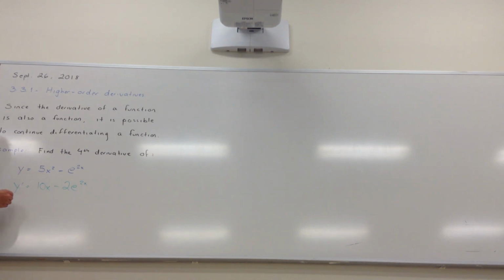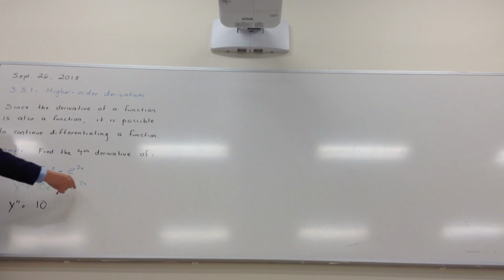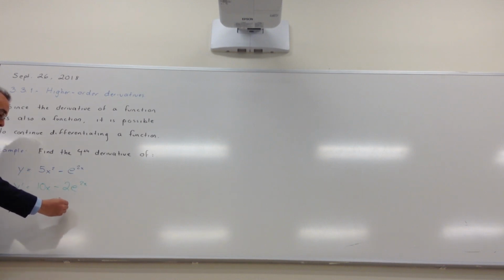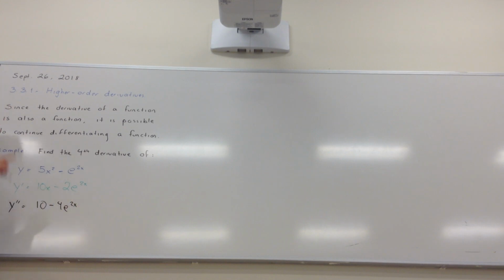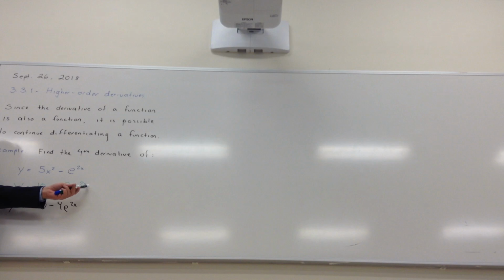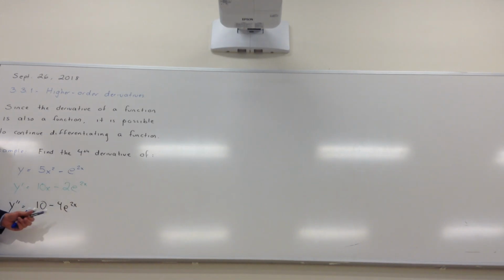Second derivative, double prime. We're going to use double prime for that. Find the derivative. 10x, derivative of this? Just 10. Derivative of minus 2 e to 2x. Again, chain rule. Minus 4 e to the 2x. Not 4x, just 4. Because it's 2x, derivative is 2, times 2 is 4.